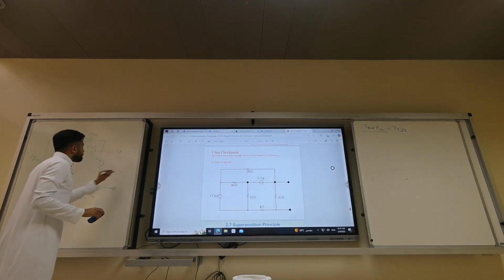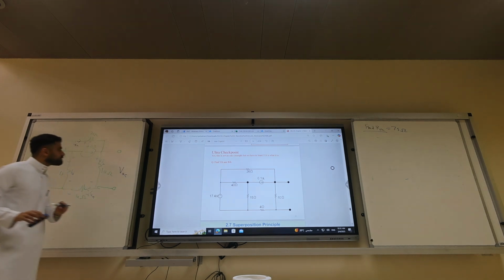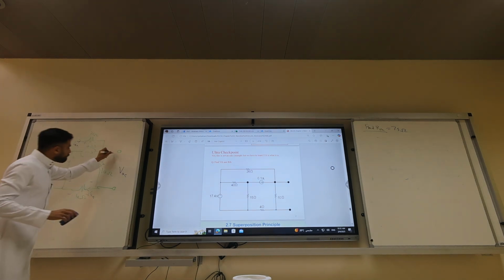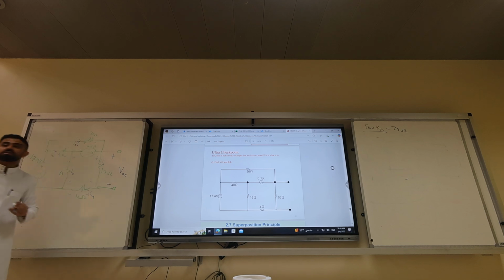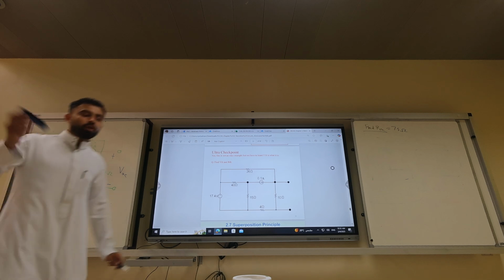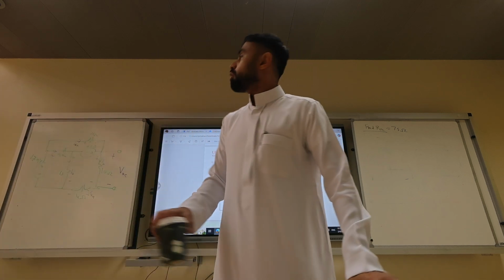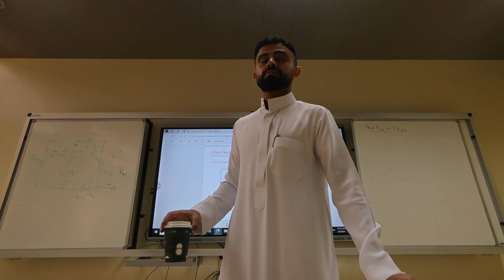What do you want to find? V open circuit. What is V open circuit? It is the voltage drop across the 10 ohm resistor. How do you want to find it? Mesh, node voltage, or both methods? Let's do mesh and then do node voltage, because both are correct. Many students would think that looks like a node voltage circuit.